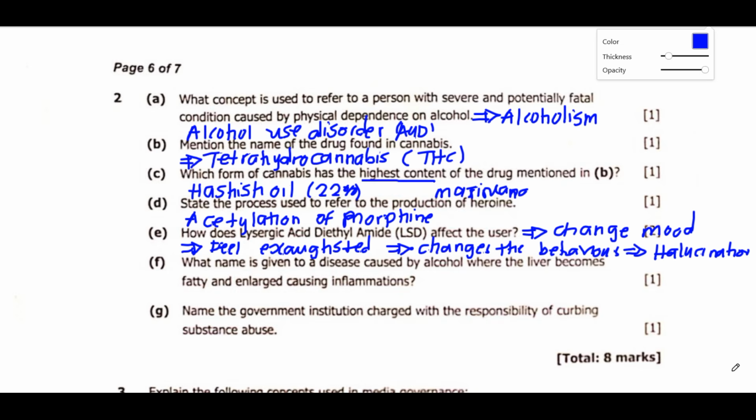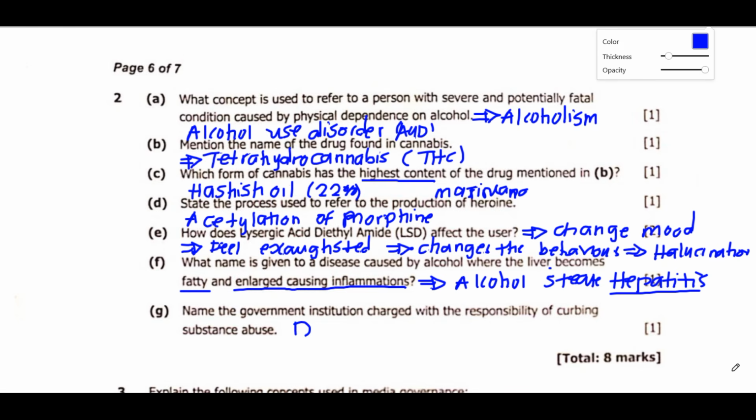So we move on to question F. What name is given to a disease caused by alcohol where the liver becomes fat and enlarged, causing inflammation? So this one is called alcohol steatohepatitis. So the key word is hepatitis. Then for G, name the government institution charged with the responsibility of curbing substance abuse. So it's Drug Enforcement Abuse.